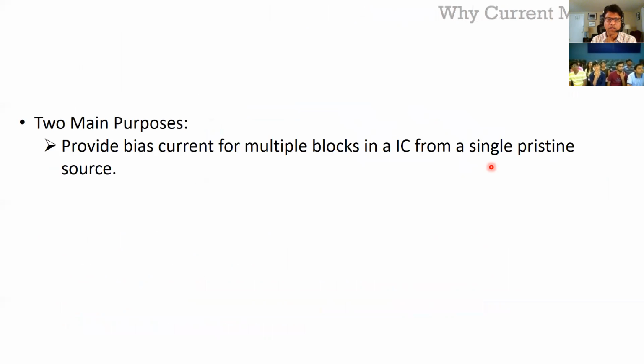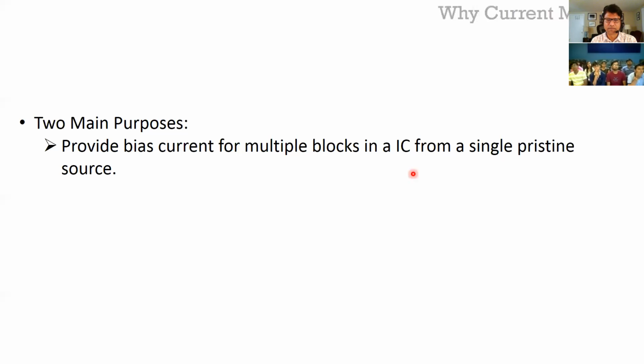So why current mirrors? The first topic: why do we need current mirrors? Mainly for two purposes. One is to provide bias current for multiple blocks. Usually we have a single pristine source, which is usually from a bandgap or some reference source. And we have multiple circuits inside the IC and we want to copy them. That's the easiest way to bias them.